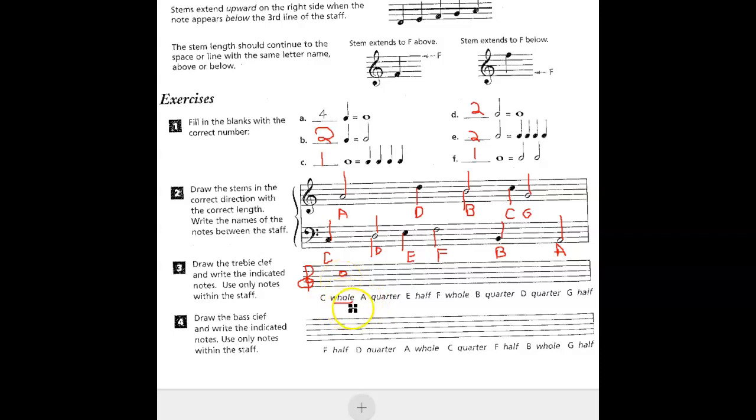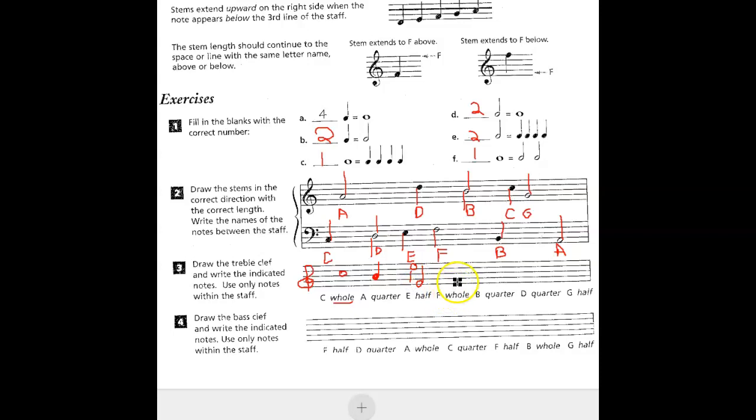So again, the whole note is just the note head. A quarter note is the note head filled in with a stem. A half note is without it filled in. So here's an A quarter. Again, here's your A. It's a quarter note, so it's filled in. And since it's below, the stem goes up. An E half note, there are two E's. I'm going to put one on the bottom and one on the top. So the E on the bottom, and then the E on the top.